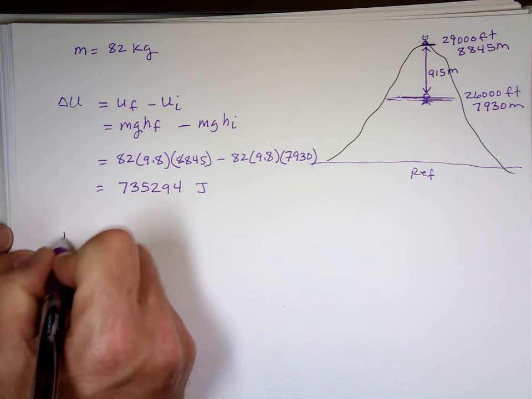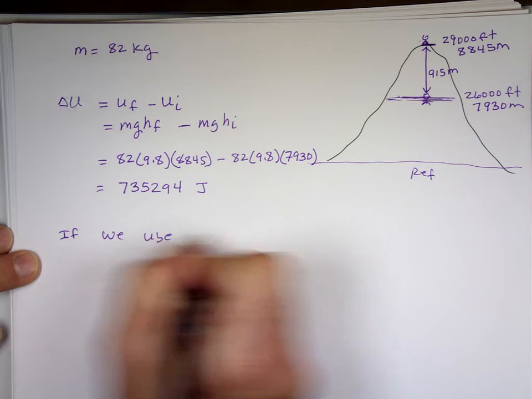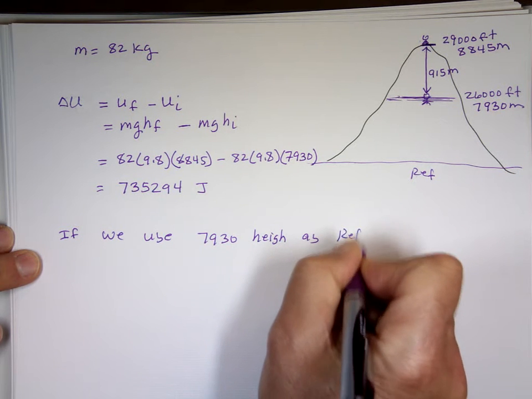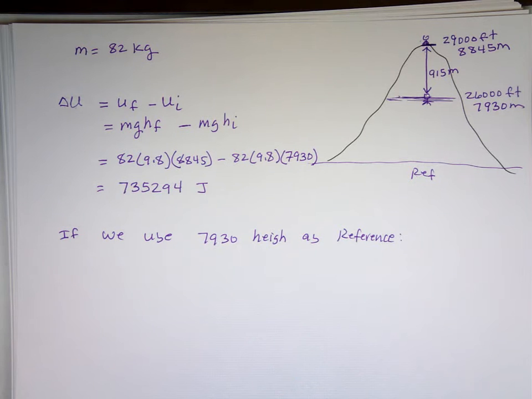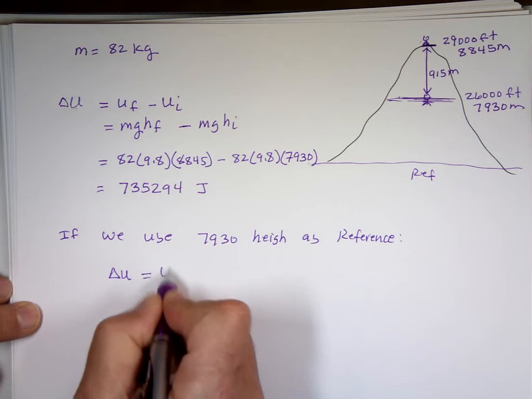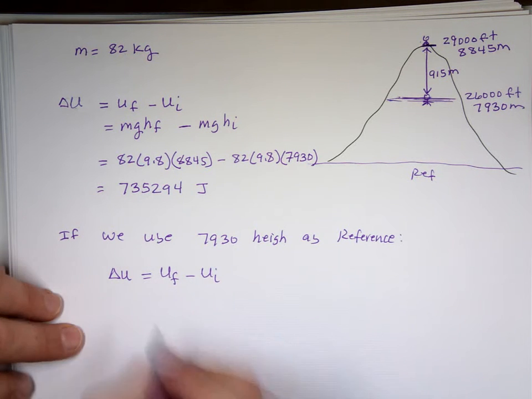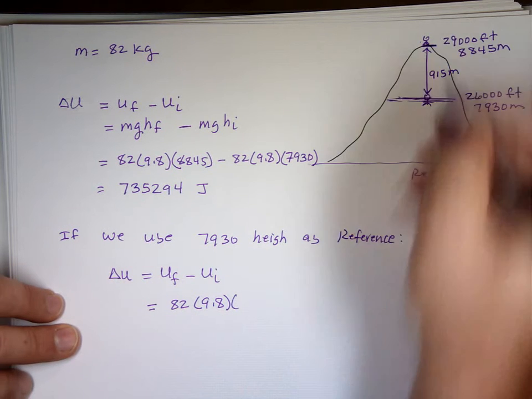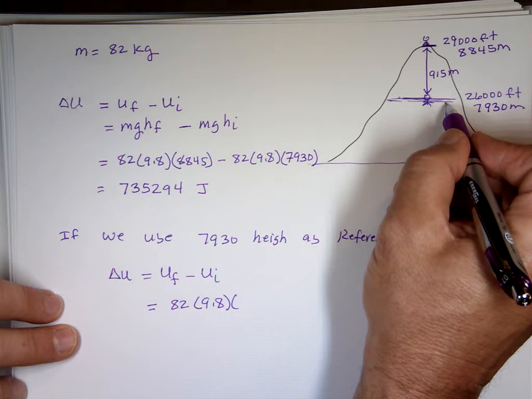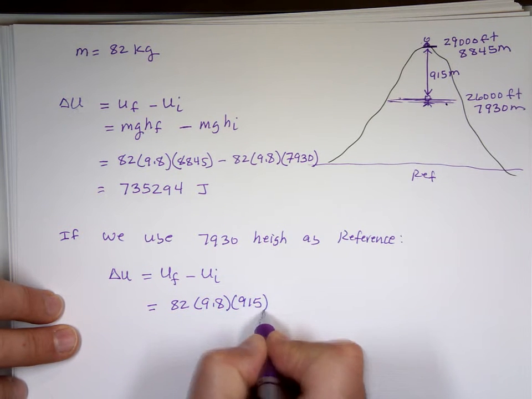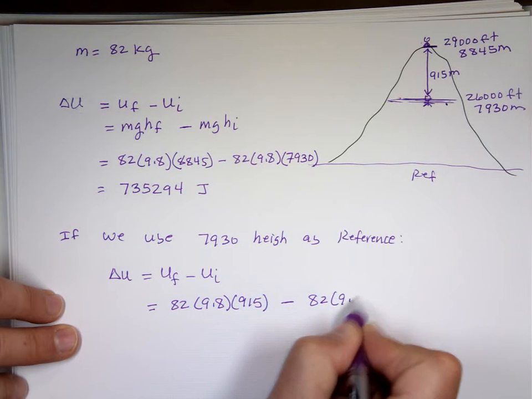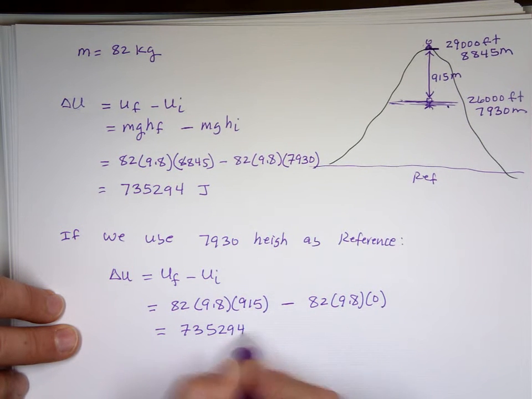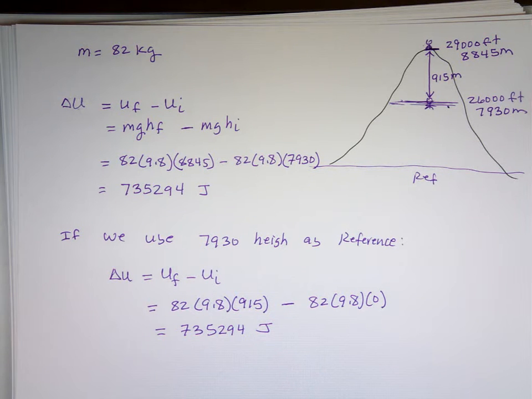Now watch this. If we use the 7930 height as reference, let's see what the change in potential energy is. It's going to be the mass, 82, times 9.8, times how high the peak is from this point. Isn't that 915? Minus the mass, 82, gravity, 9.8, times the height, which is 0. Guess what the answer is? 7.35294 times 10 to the 5. So which one we use for reference doesn't really matter. Your answer is going to be the same.